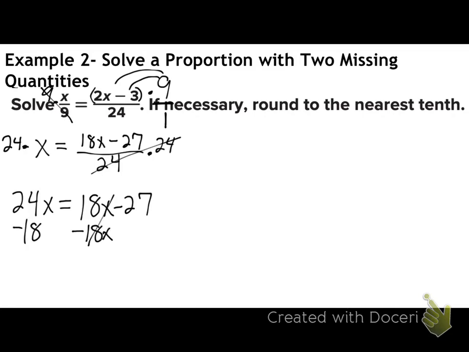I want to get the variables to the same side. 24x minus 18x gives me 6x. What do I have left over on the right? Negative 27. Now, how would I get x by itself? Divide by 6.